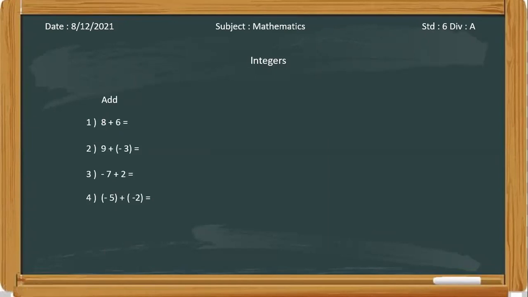So what will be the answer of the first one? 8 plus 6? 14. And the second one, 9 plus minus 3, meaning addition of one positive and one negative number? 6, and the sign will be positive. The next one is minus 7 added to 2. Minus 5. And the next one is minus 5 plus minus 2. Minus 7. Very good.